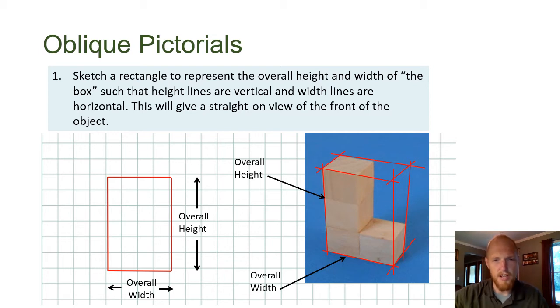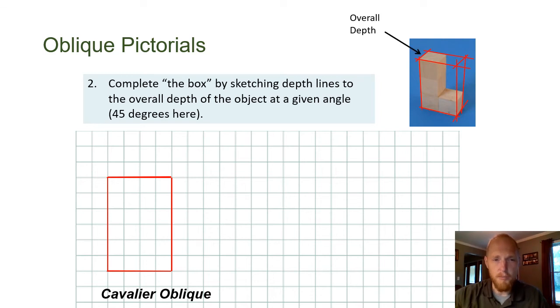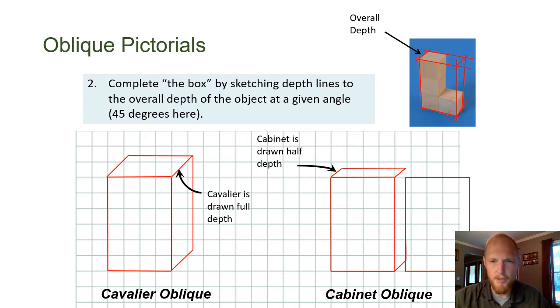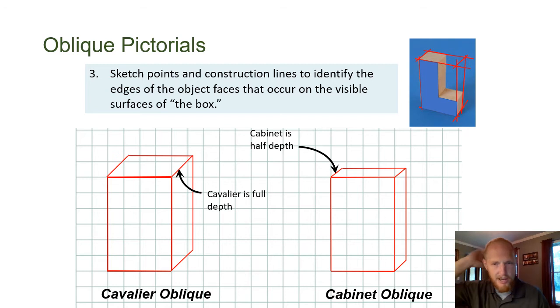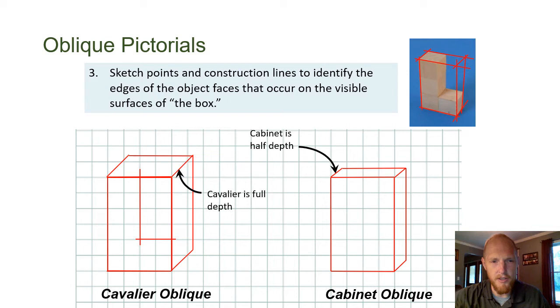So this is going to be a straight-on view of the front of an object. From there, we want to complete the box. When we say the box, I'm talking about just the outside of the boundaries of the object. So we'll create those. Cavalier, again, is going to be full depth, and cabinet would be half depth. So you can see the difference between cavalier and cabinet. The technique in drawing is the same. The only difference is the depth distance.